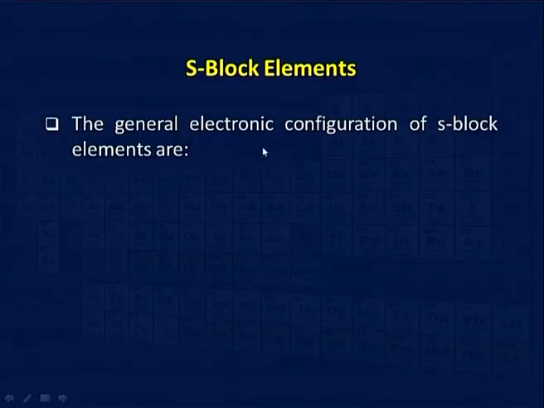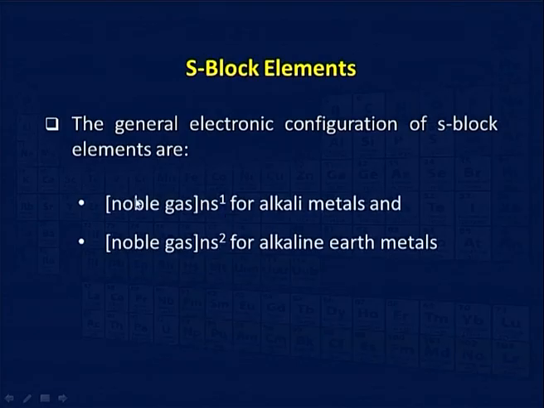Now look here, the general electronic configuration of S block elements is given by the noble gas configuration and s1. That is, for the first member lithium, helium is a noble gas and s1 is the outermost orbital, and then comes sodium. We have noble gas ns1 for alkali metals and noble gas ns2 for alkaline earth metals.